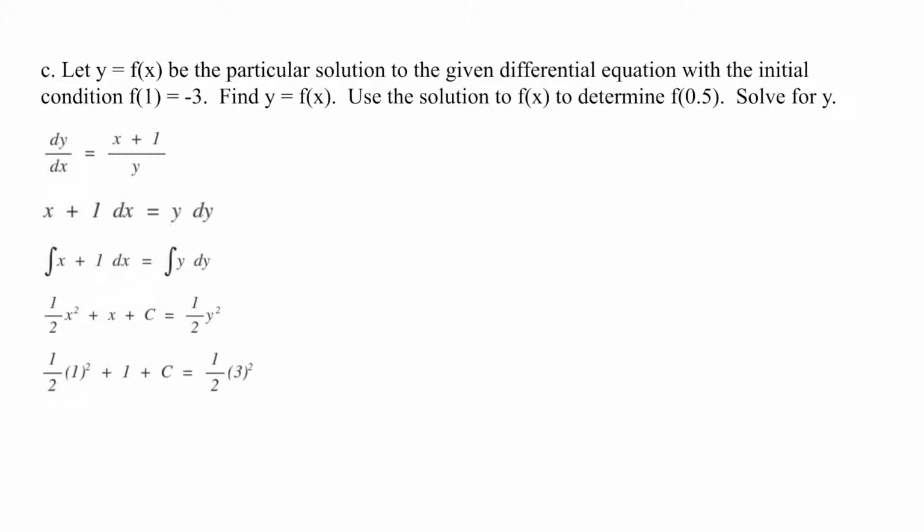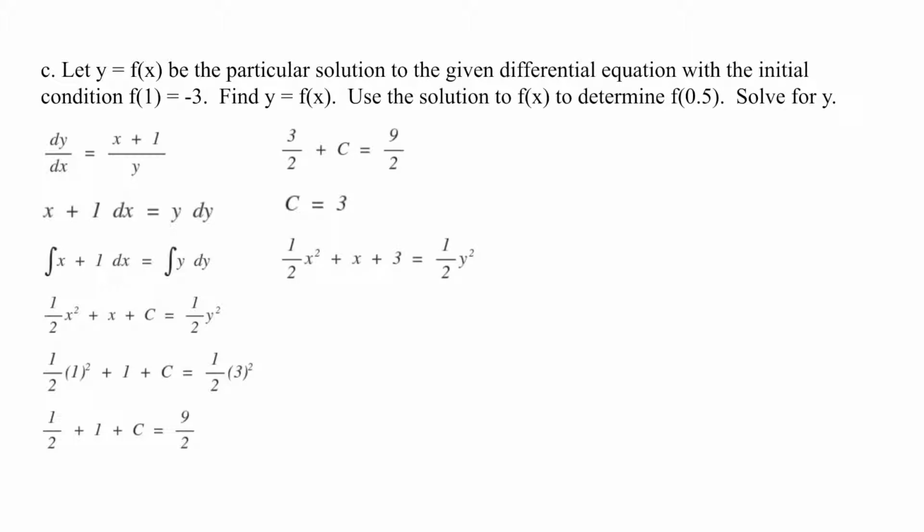And we know to find c, the value of the constant, we're going to plug in the point (1, 3) because that's the given point for us. So simplifying that gives us 1/2 + 1 + c = 9/2, and that equals 3/2 + c = 9/2, and therefore c = 3.